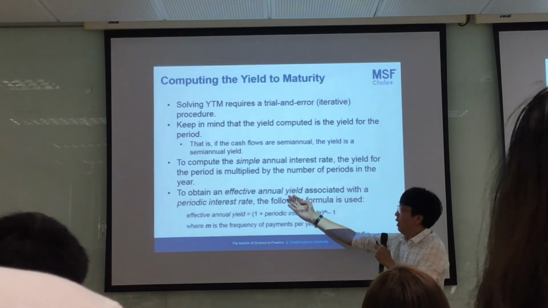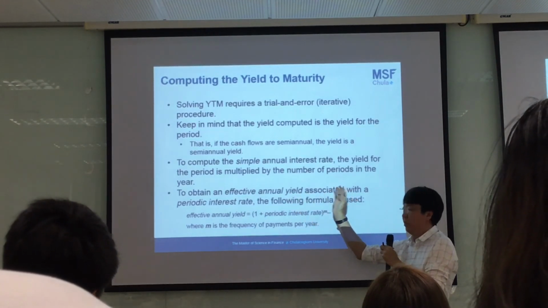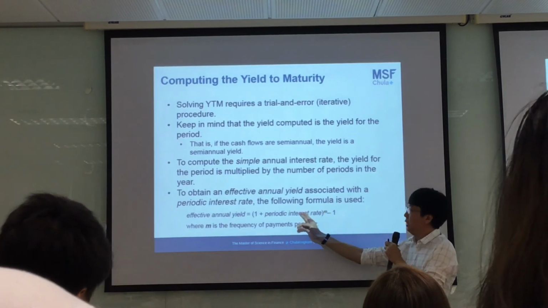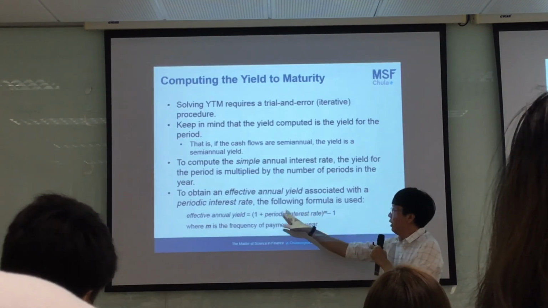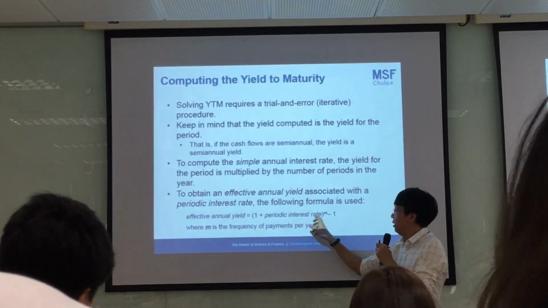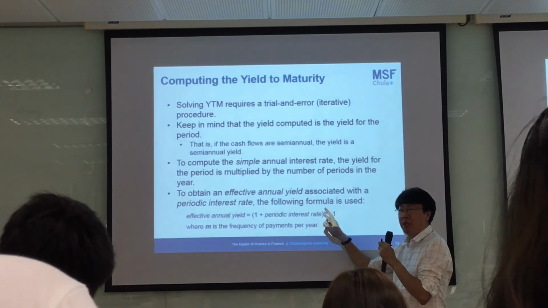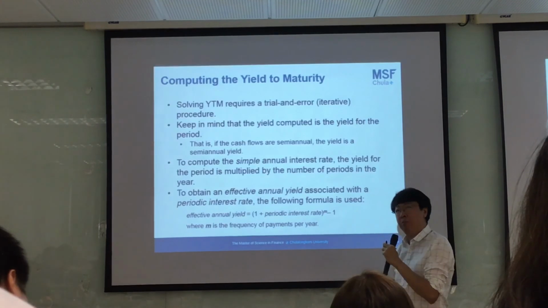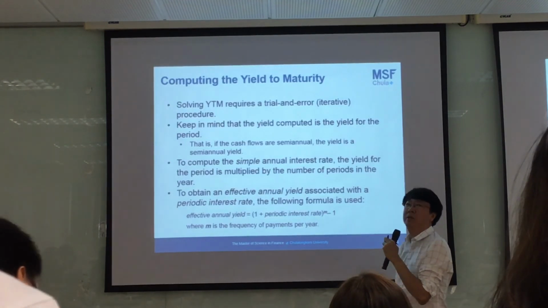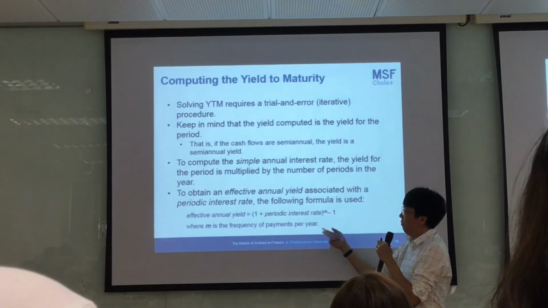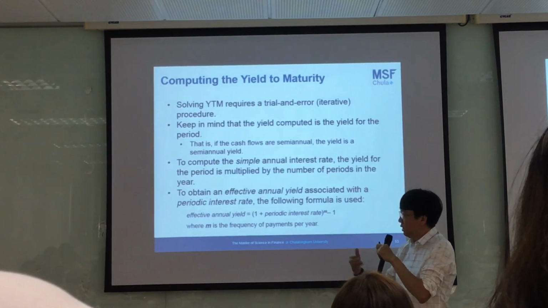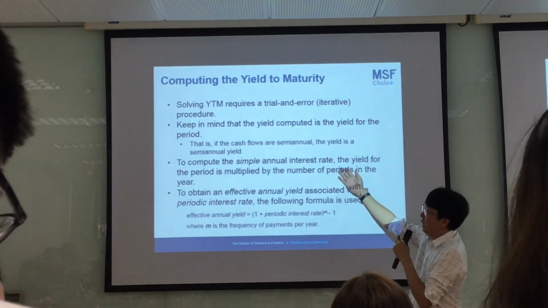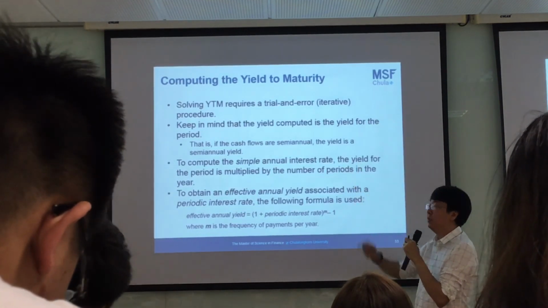However, if you want to get the effective annual yield, you have to apply the effective annual rate equation. It's just 1 plus the yield per period, taken to the power of m, the number of times per year that they pay the coupon, and then minus 1. So this is the effective annual yield. Basically, it just incorporates the compounding effect. For the first one, they ignore the compounding.